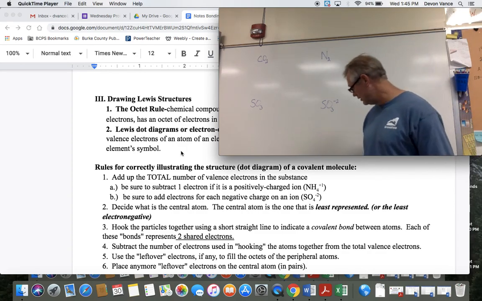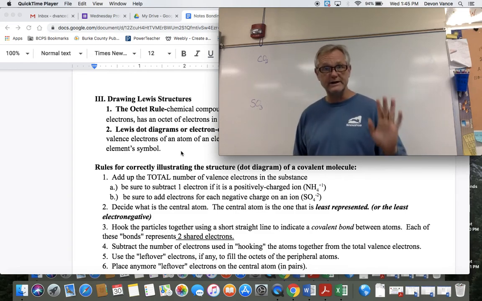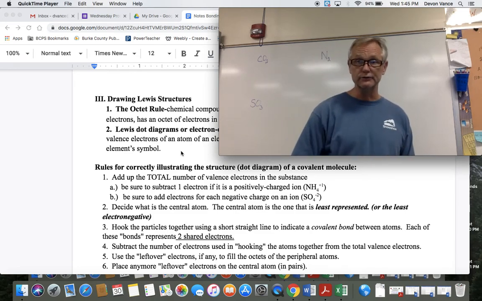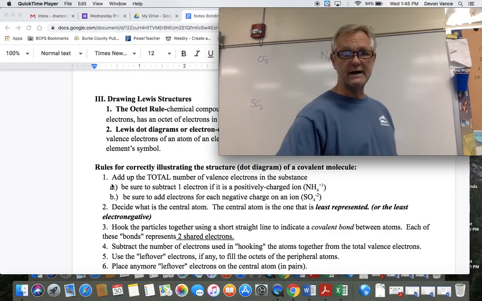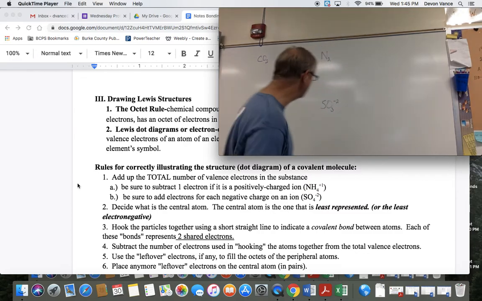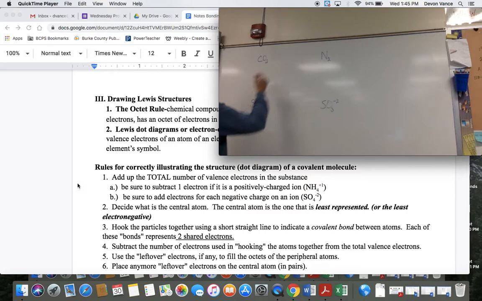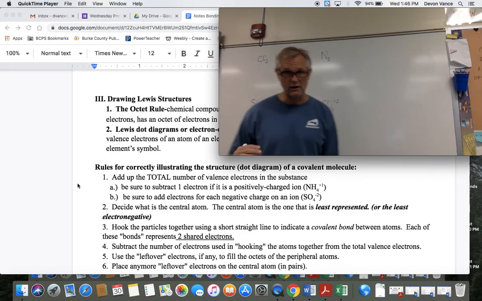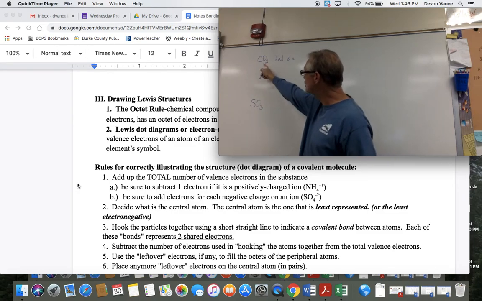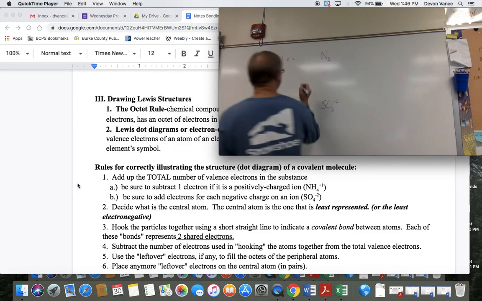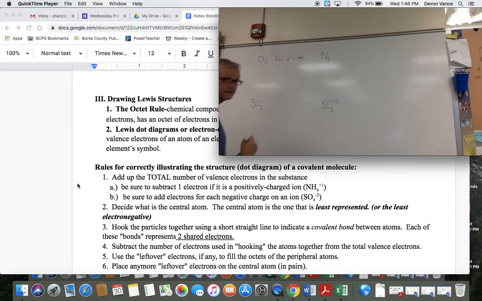So let's go through and look at how we do this. Bottom line is we still want to make sure that we follow our rules. I have the screen that has the rules so you can see it as well. Number 1, add up the total number of valence electrons. I have CO2. My carbon has 4 valence electrons. My oxygen has 6 valence electrons. Remember, I have 2 oxygens, so that's a total of 12 valence electrons contributed by the oxygen, 4 more from the carbon, for a total of 16 valence electrons.